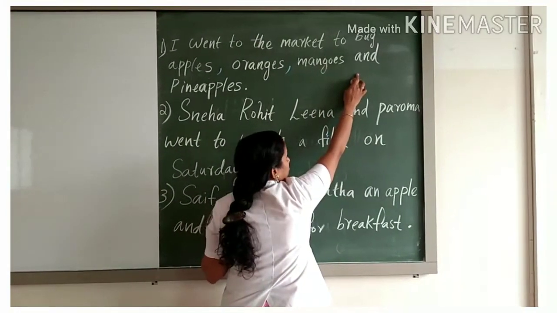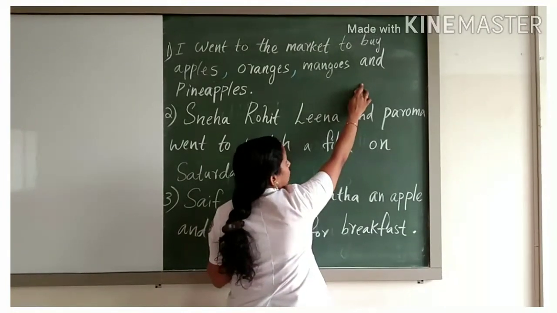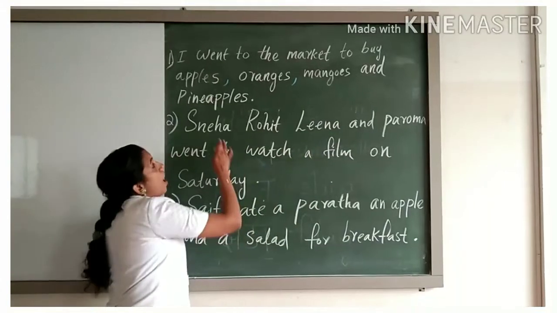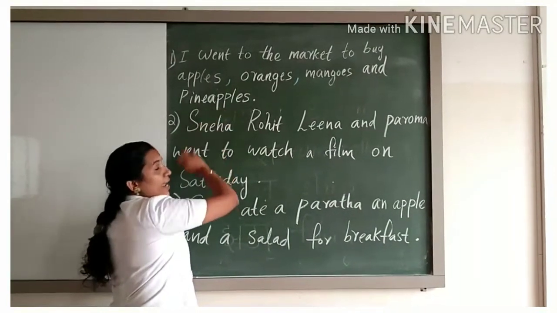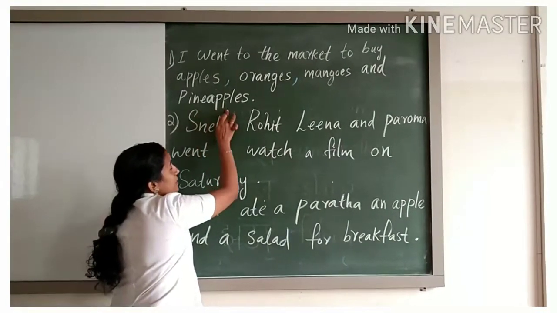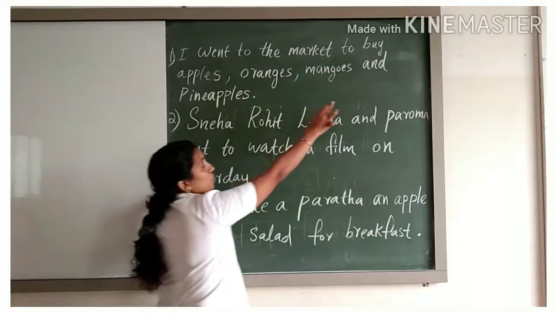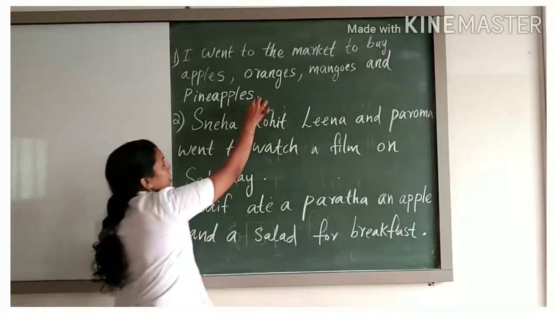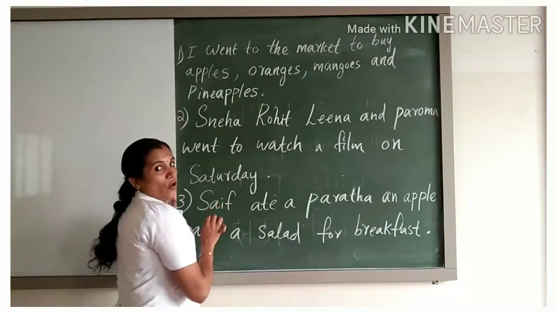Here do you write the comma? No, because here we already wrote and. We use and before the last item in the sentence. Here pineapple is the last item in the list. So we use and, pineapples. Okay? And we should put the full stop at the end of the sentence.